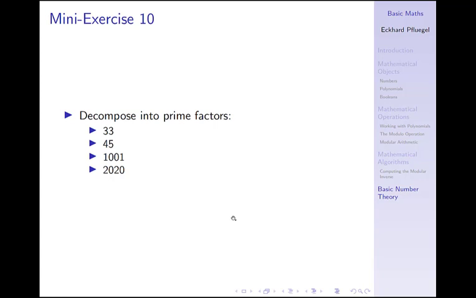So as a mini exercise, you're going to decompose the following numbers into their prime factors: 33, 45, 1001, and 2020. This is today's year.